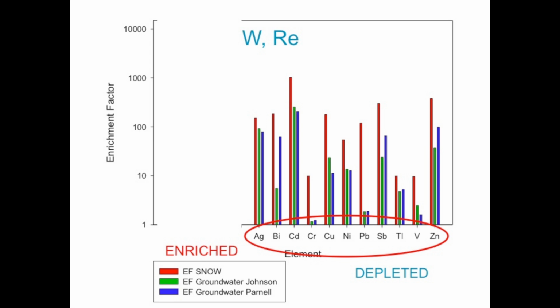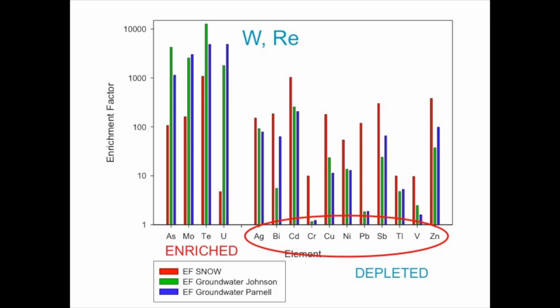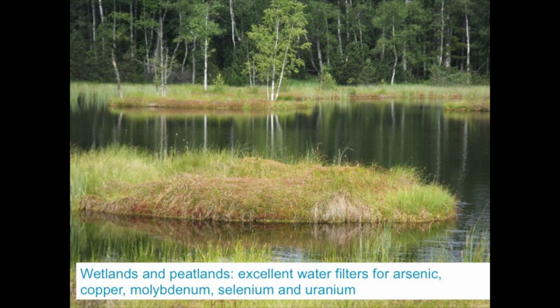Okay, so all of these things are depleted in the water relative to snow. But some elements, arsenic, molybdenum, tellurium, uranium, they're enriched in the water. So there's more in the water than we have in the snow, so the soil is adding arsenic and adding molybdenum and adding uranium, and also tungsten and rhenium. And this is a fascinating process also. And then our wetlands are fantastic filters for arsenic and uranium. But we don't understand how they're able to so effectively remove arsenic and uranium, and that's another process that we want to study.